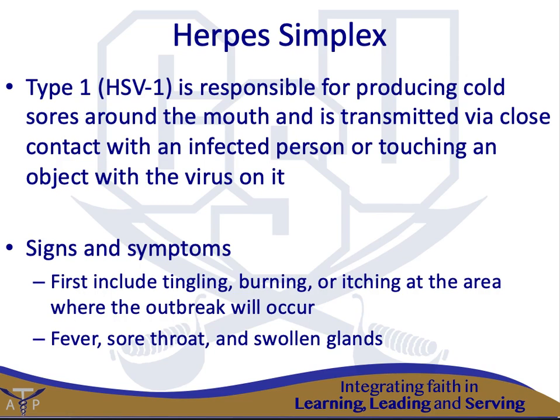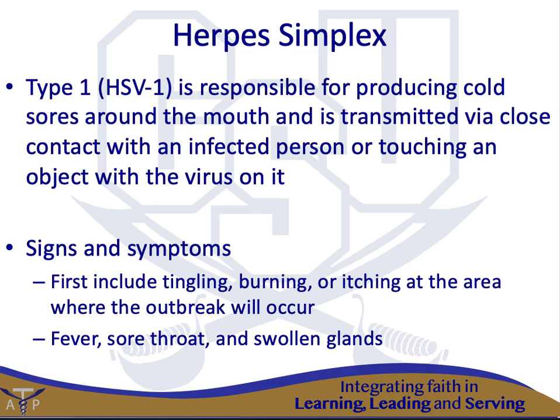Herpes simplex virus is classified into 2 types. Type 1 is responsible for producing cold sores. Type 2 produces genital sores. We will focus on type 1 herpes simplex, or simply cold sores. However, both are highly contagious types of infections.